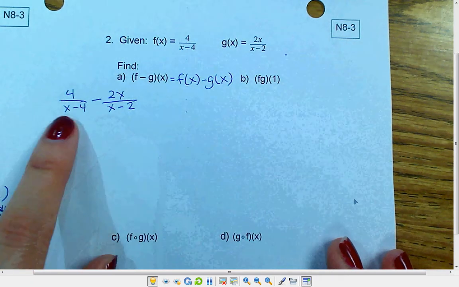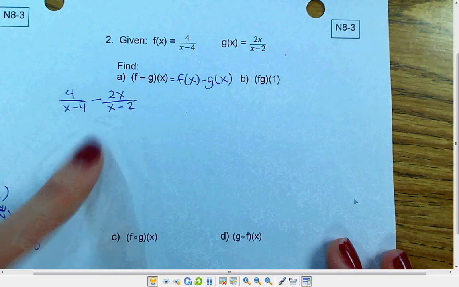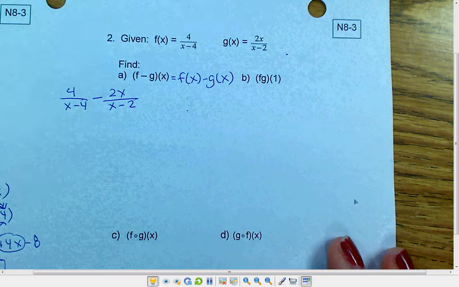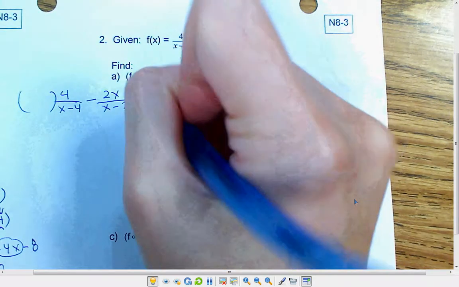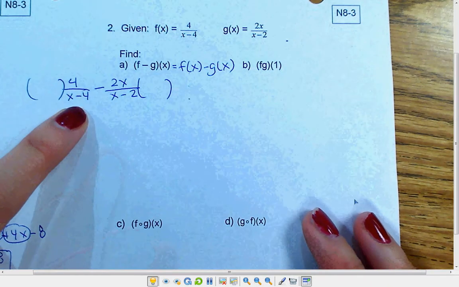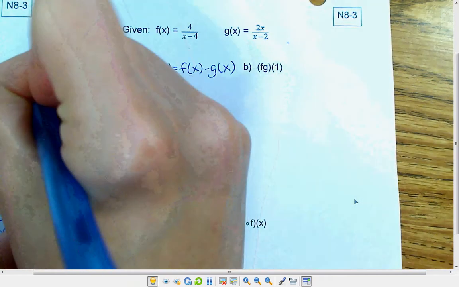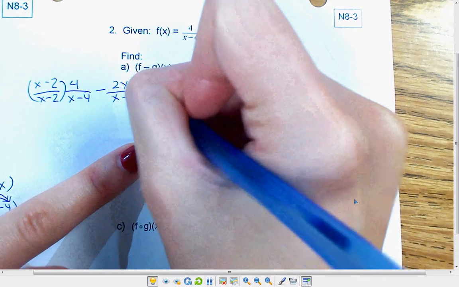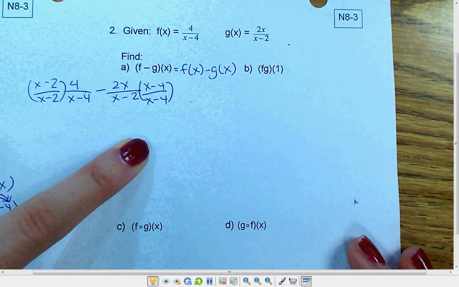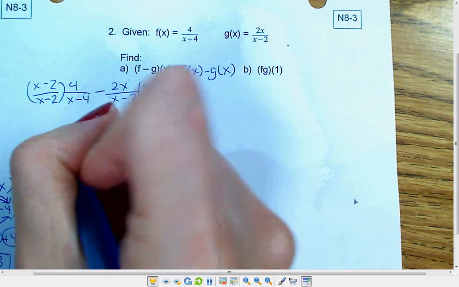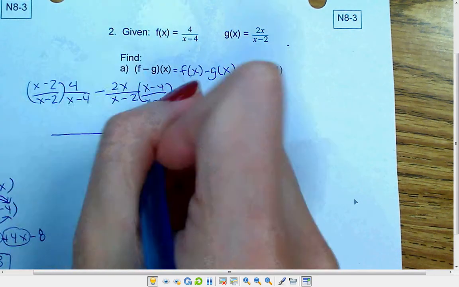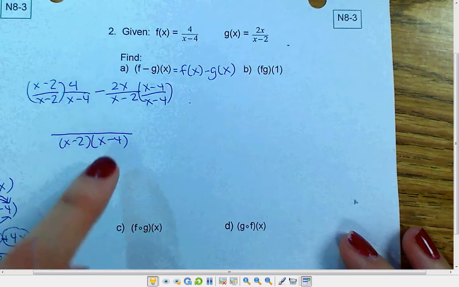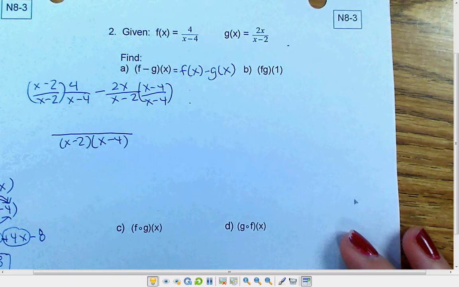When we're subtracting two fractions, we need to make sure we have the same denominator. So really what we're trying to get to here is the same LCD. To get to the same LCD, what we're going to do is multiply by what's missing. So what's missing from this one is the x minus 2. What's missing from this one is the x minus 4. So now they should have the same denominator, which is x minus 4 and x minus 2. They both have those in the denominator.